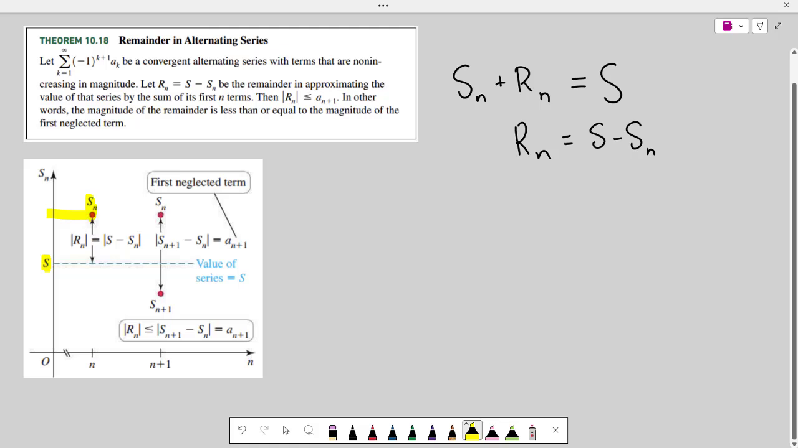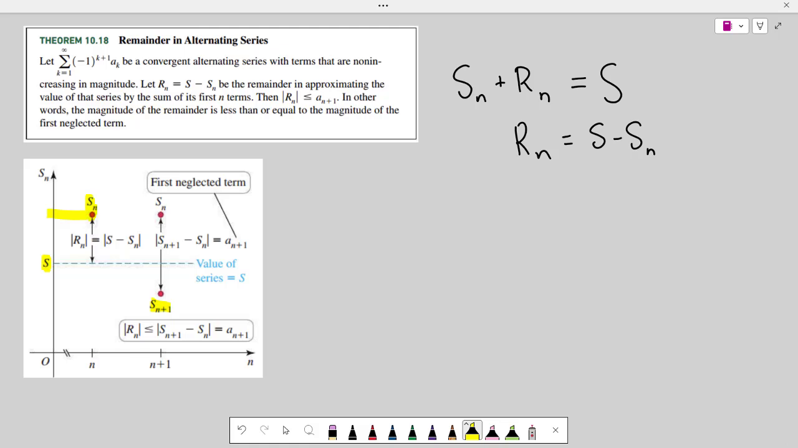So when we add the next term in the series, which would be a sub n plus 1, that's got to take us down below S. Right? It's alternating. So you're adding, subtracting, adding, subtracting. So the next term is going to subtract and take us down to here. So a sub n plus 1 is going to have a negative in front of it. That's going to drop us down here. So we're going from there to there with a sub n plus 1. Okay?